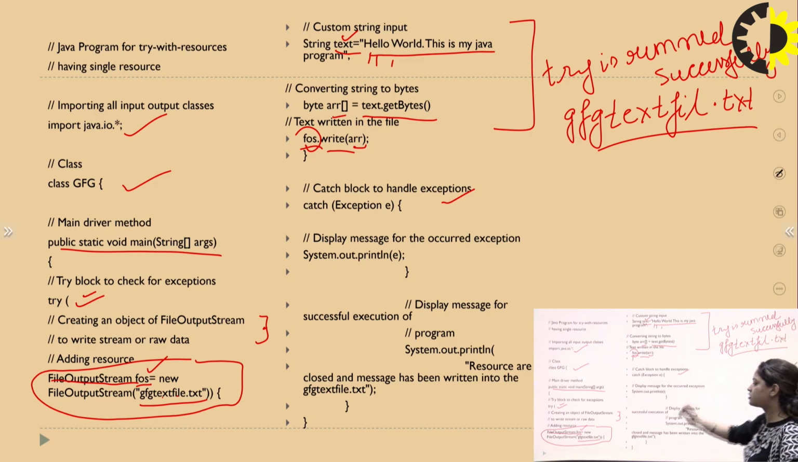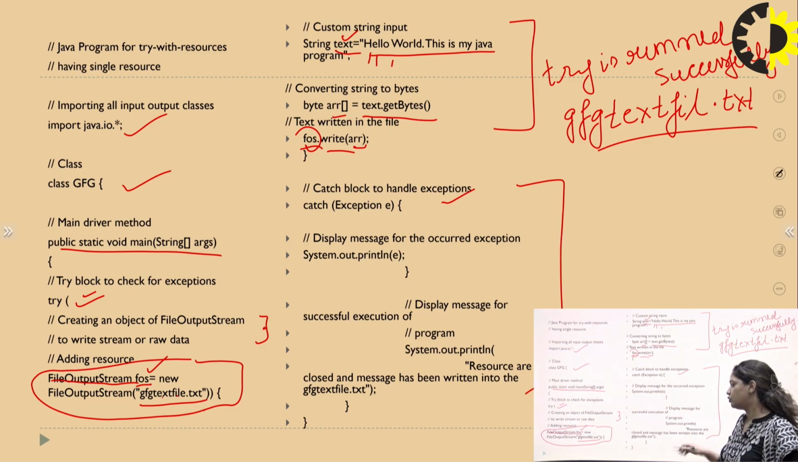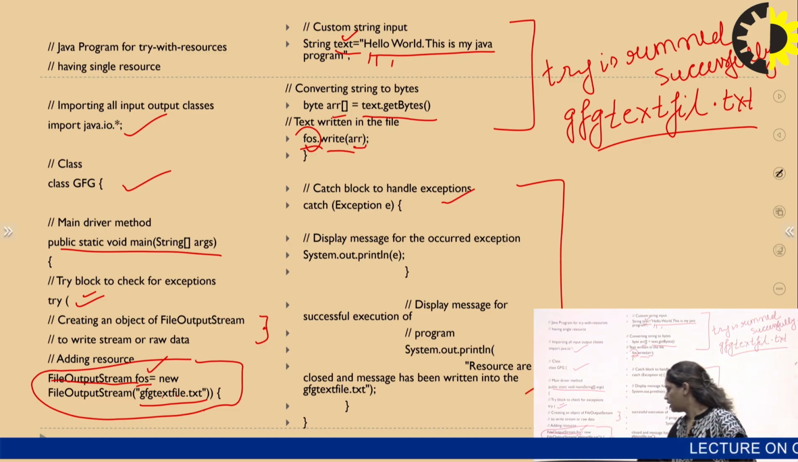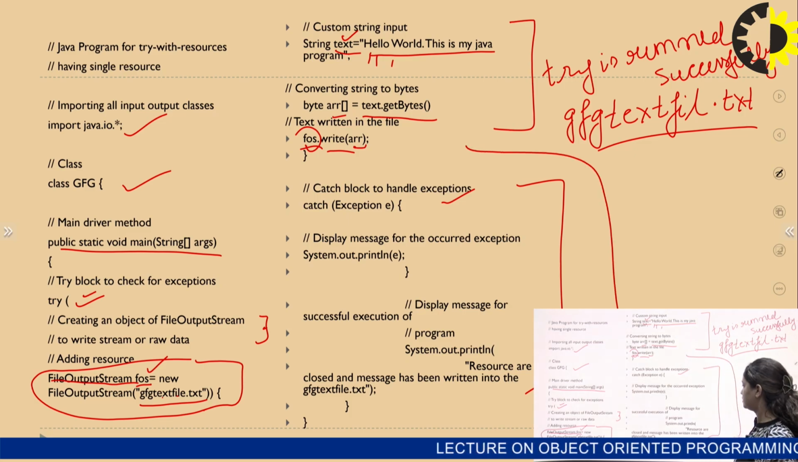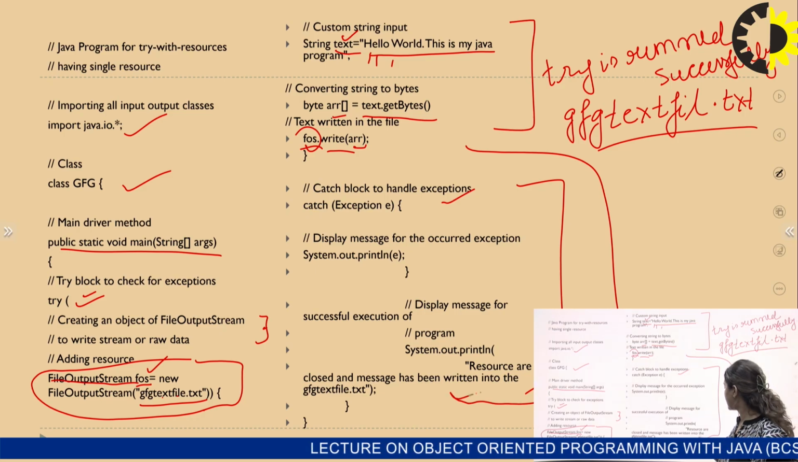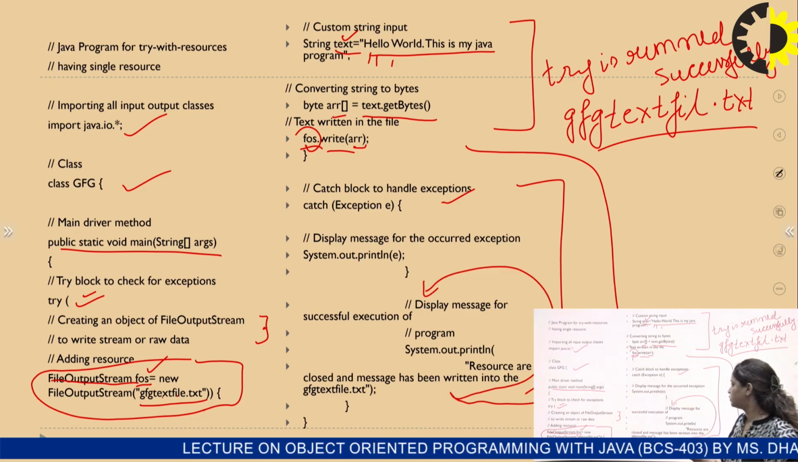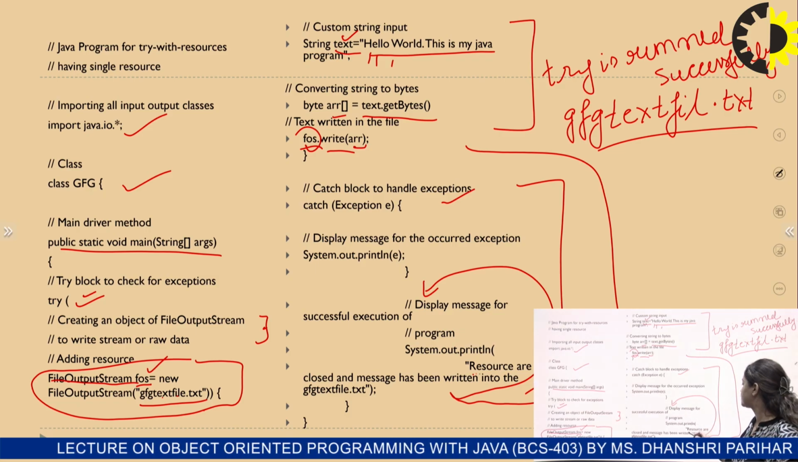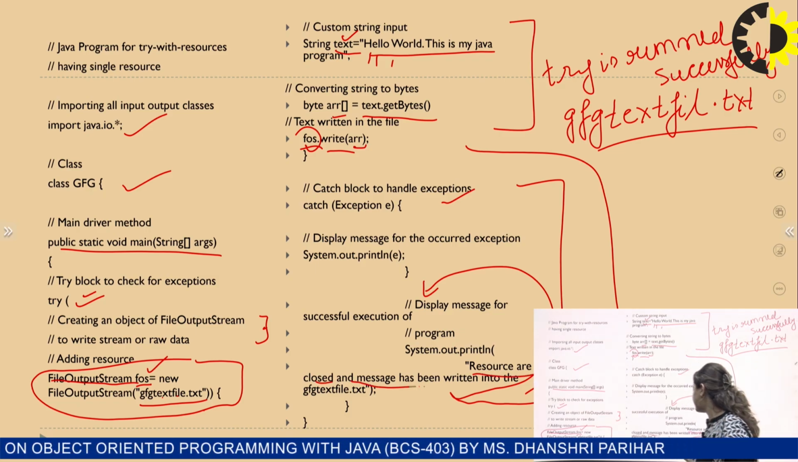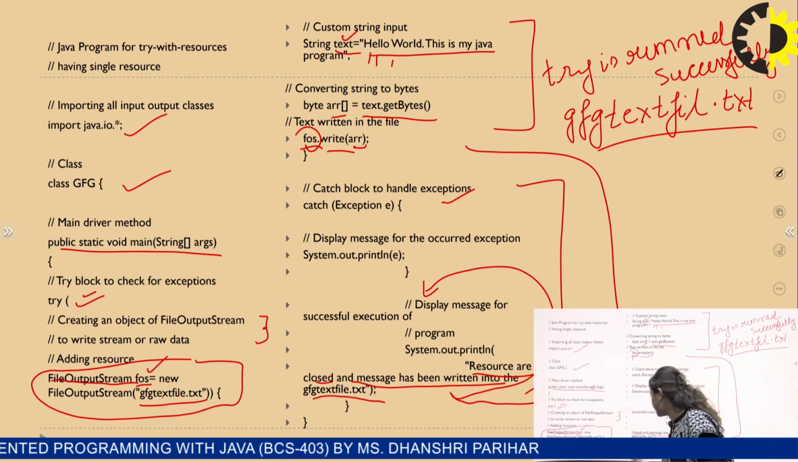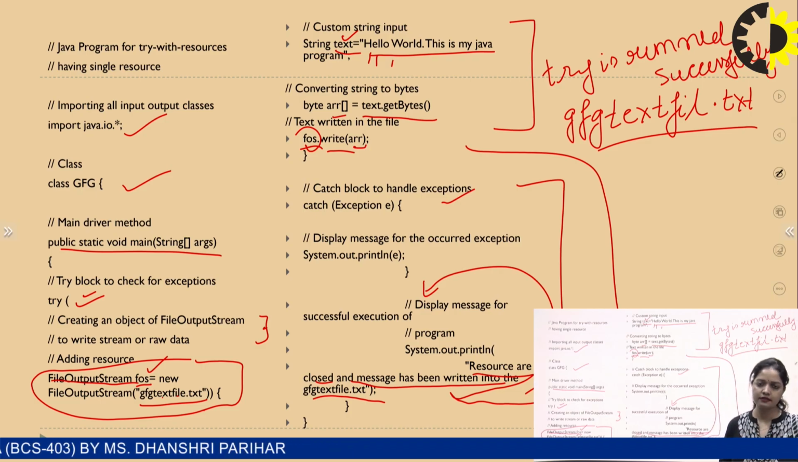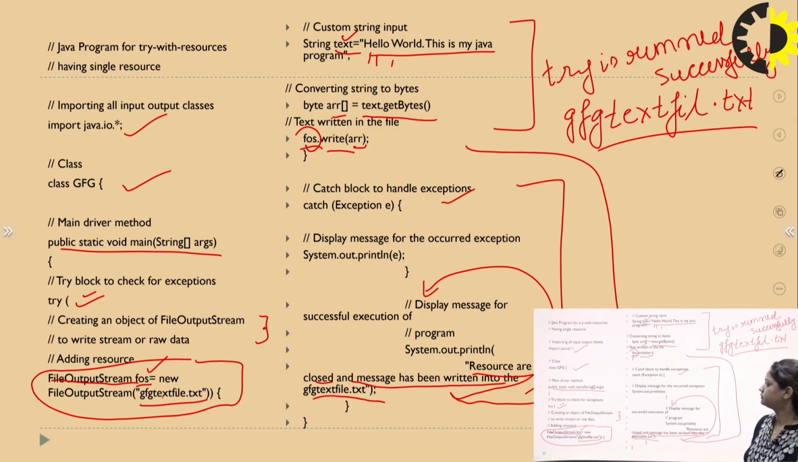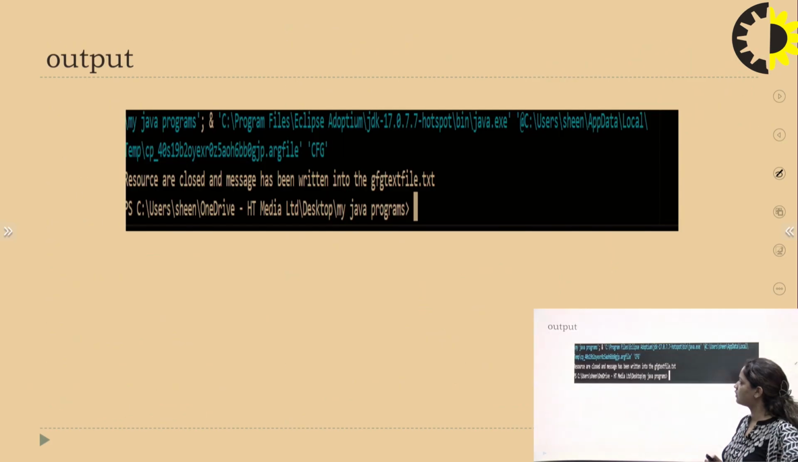If in case this file is not available in the system, not found in the system, this catch block is executed. So in this program, this file is present and the try block is completely executed, and the program will jump from this control to the end of the line wherever this catch block is completing. So we are displaying a message, resources are closed, and the message has been written into the gfg text file.txt, and the catch part is not going to be executed as long as our try block is running successfully. Okay, let us see what is the output of this program.